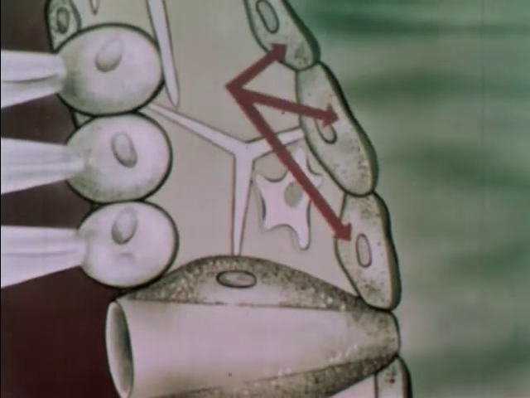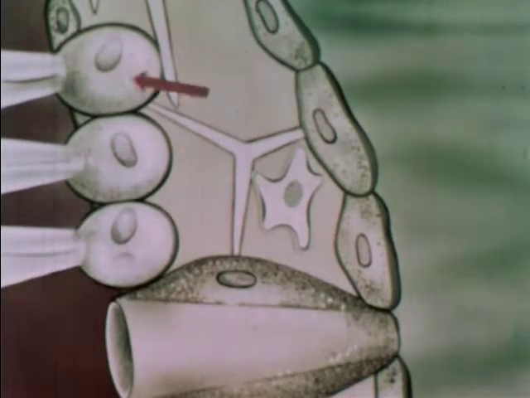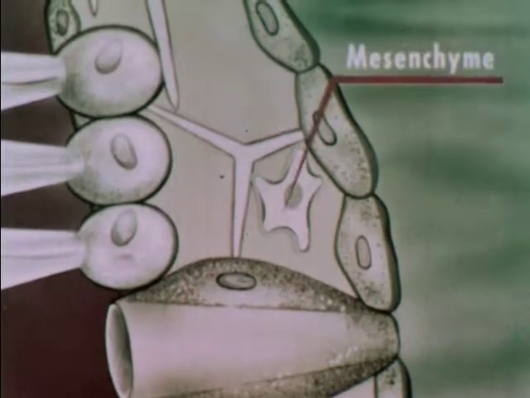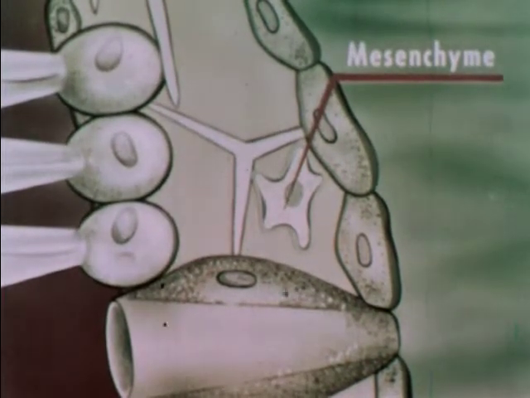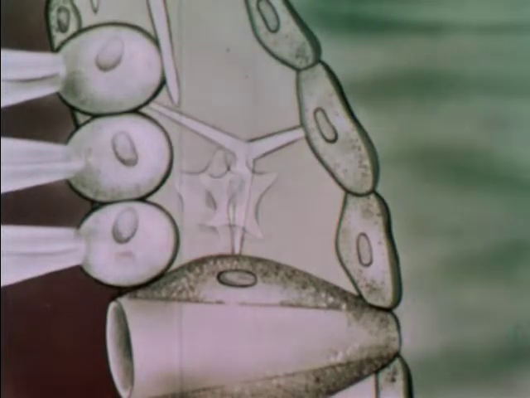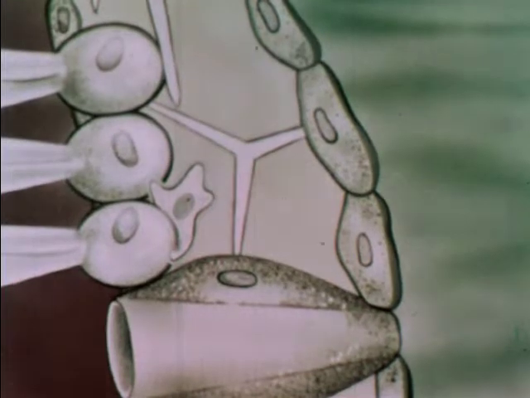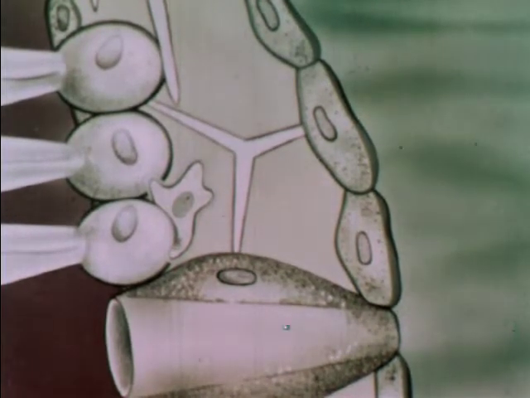Between the covering cells and the collar cells are moving mesenchyme cells. They receive partly digested food particles from the collar cells, complete the digestion, and carry the digested food from one part of the sponge to another.